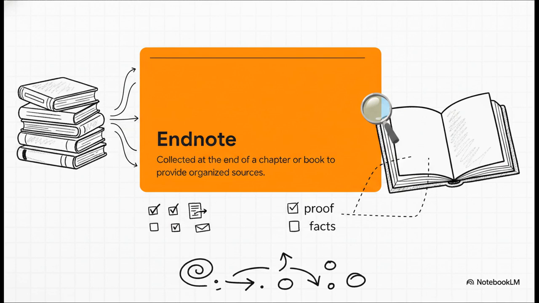Next up is the endnote. Now, endnotes are very similar to footnotes, but instead of hanging out at the bottom of every single page, they're collected at the end of a chapter, or the very end of the book. Think of endnotes as a collected archive of proof. They keep the main pages you're reading clean and uncluttered, but they still provide all those necessary receipts at the very end for the discerning reader who actually wants to go check the facts.